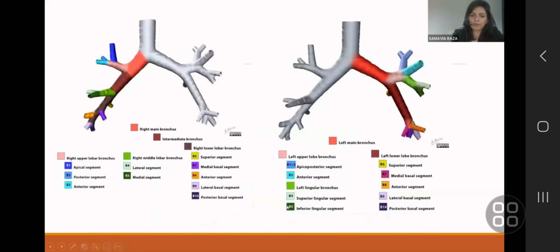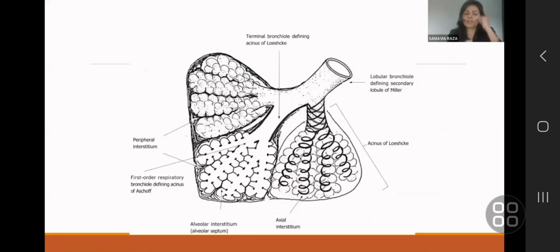This is the bronchial segmental anatomy. Again, don't worry too much about it. I wouldn't spend too much time on it in this session, because I'd rather focus on the terminology. I've put this slide in just to help you understand the structure of the lung.